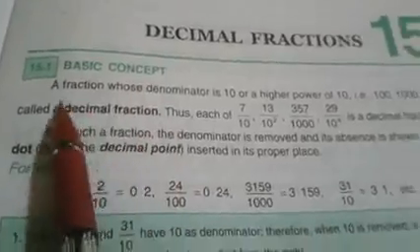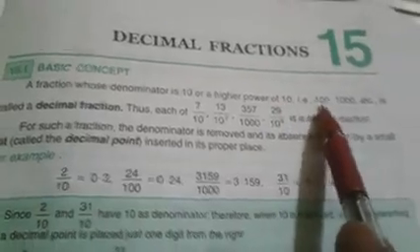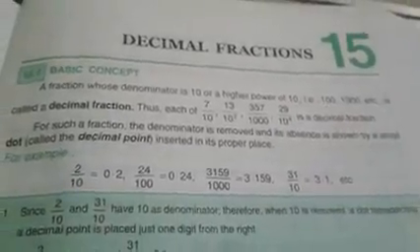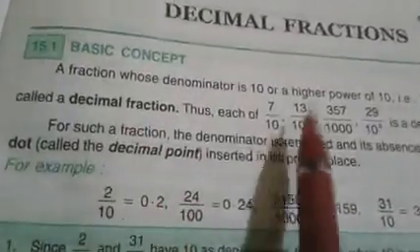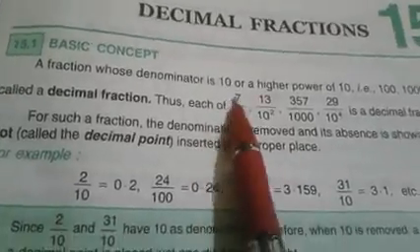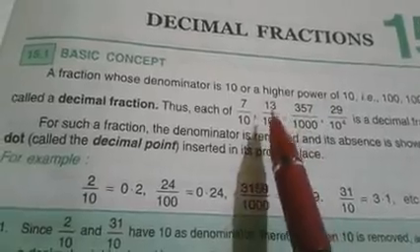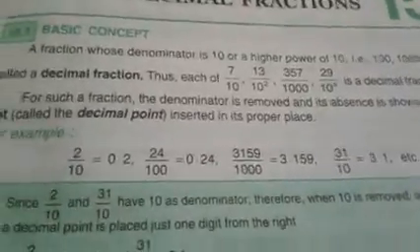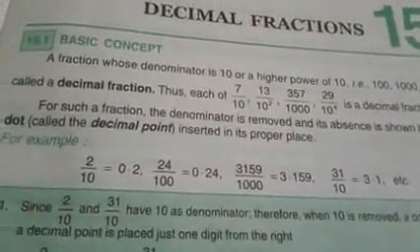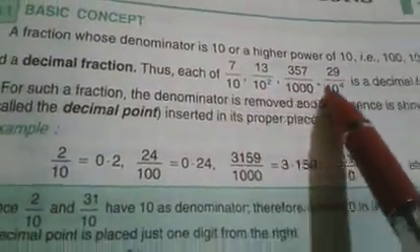So the basic concept is a fraction whose denominator is 10 or a higher power of 10, that is 100, 1000, etc., is called a decimal fraction. Means numerators are any number and denominators are powers of 10. Power of 10 means 10, 100, 1000, 10,000, 10 lakhs. So these are all powers of 10.